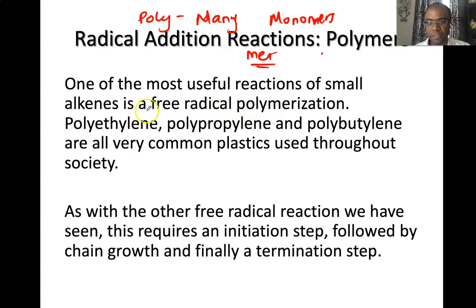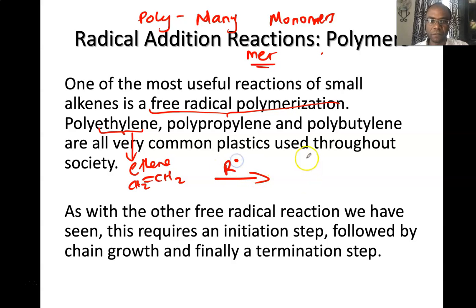The process that we follow is a radical process, and it's called free radical polymerization. For example, that's how you make polyethylene from ethylene, from ethene actually. This is made from ethene, the smallest alkene possible. If you polymerize this in presence of a radical, you're gonna get this monomer, this ethene, repeated so many times.